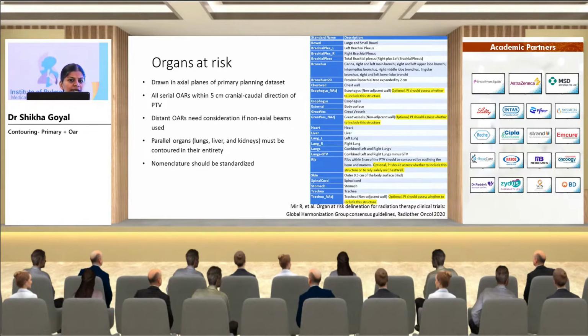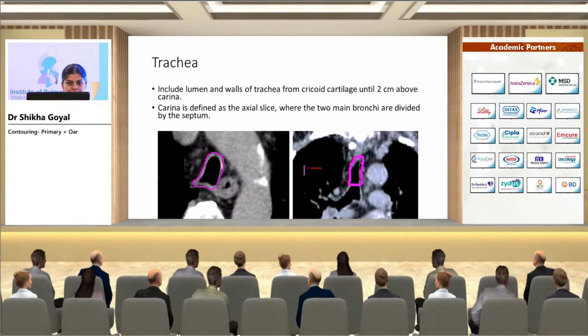But if you're using non-axial beams, even distant OARs may need to be delineated. All the parallel organs like lungs, liver, kidneys must be contoured in their entirety, even if the part of the OAR close to the tumor is smaller, and nomenclature should be standardized. This is a standardization on the right-hand panel given by the Global Harmonization Group consensus published a couple of years back. So trachea is simple.